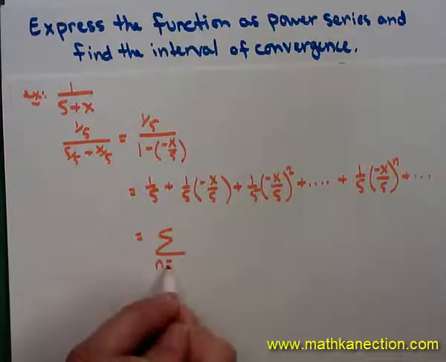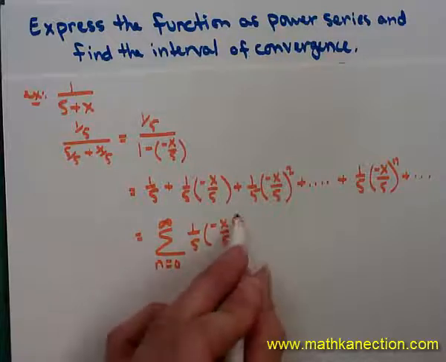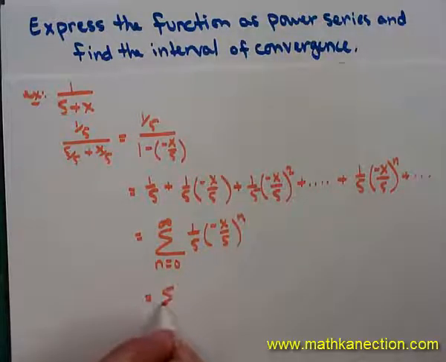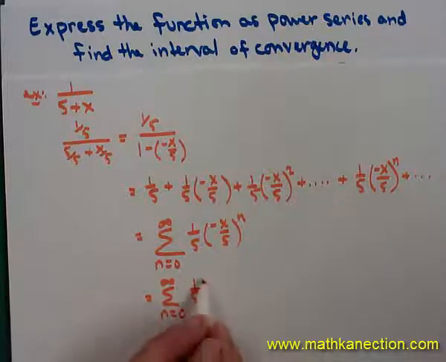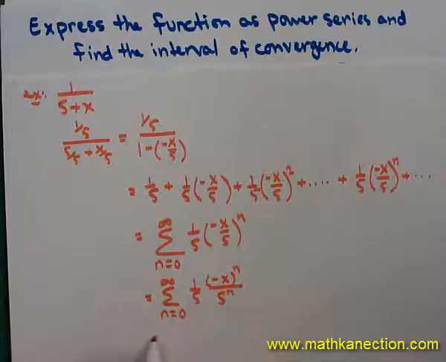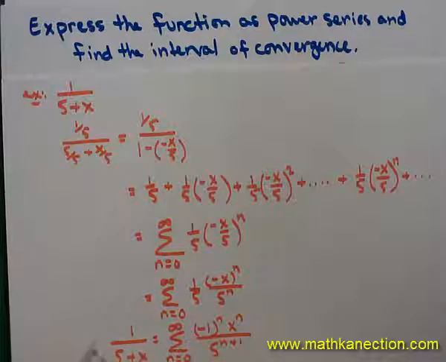which is the summation from n equals 0 to infinity of 1/5 times negative 1 times x over 5 to the n, which is the summation from n equals 0 to infinity of 1/5 negative x to the n over 5 to the n, which is the summation from n equals 0 to infinity of negative 1 to the n, x to the n, over 5 to the n plus 1. So 1 over 5 plus x is that series, or that summation.